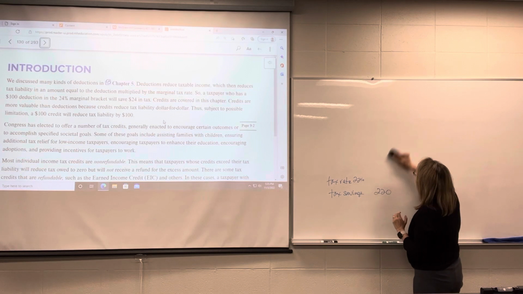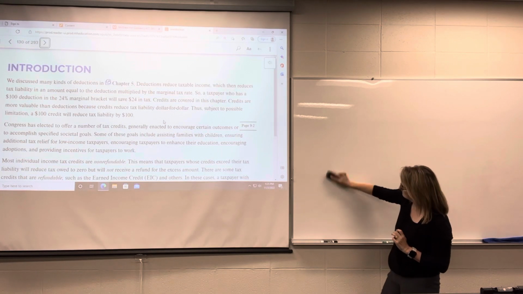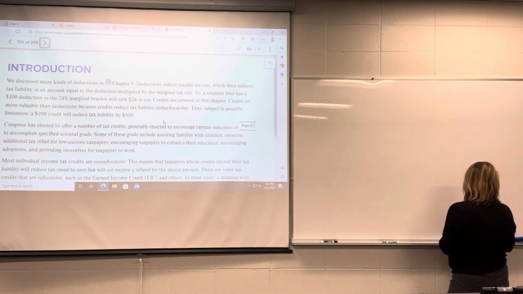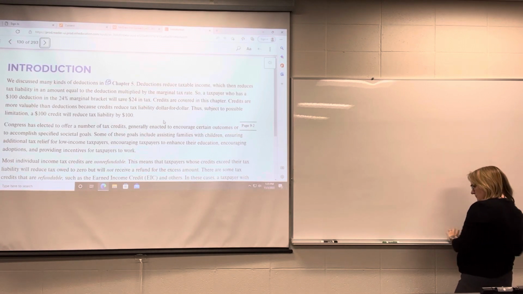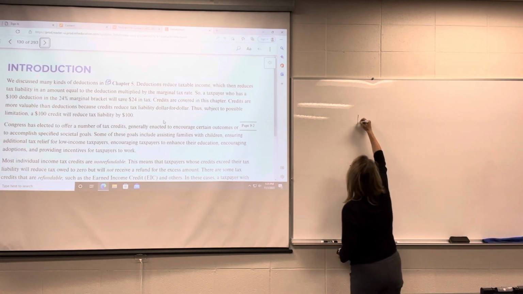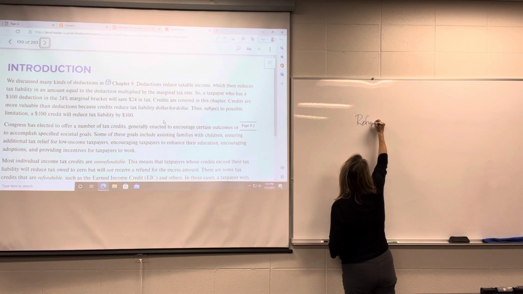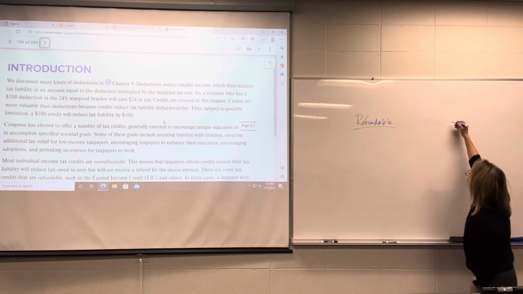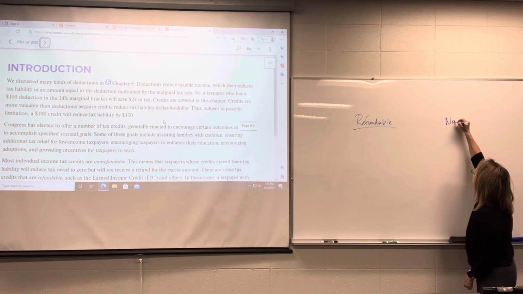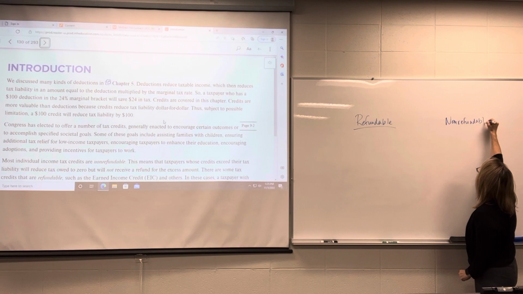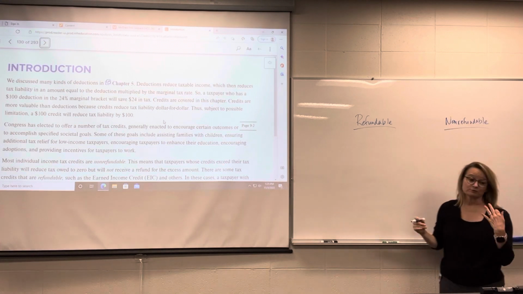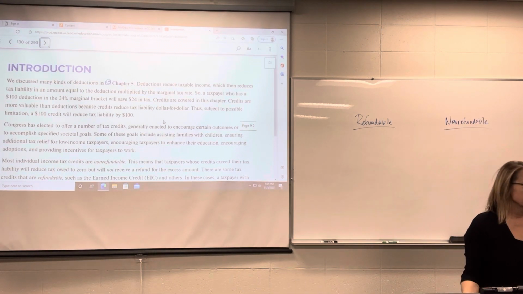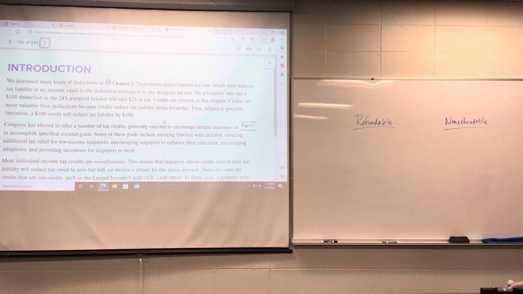One other thing that I want to talk about before we start getting into the nitty-gritty is we have two different types of credits. We have what are called refundable credits and we have non-refundable. This only pertains to credits. We don't have deductions that are refundable or non-refundable.